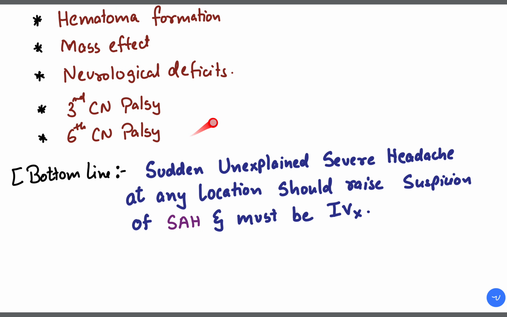Sixth cranial nerve palsy can also occur because the internal carotid artery goes through the cavernous sinus. If there is an aneurysm in the internal carotid artery and it compresses the cavernous sinus, the sixth cranial nerve passes through the cavernous sinus. Therefore, sixth cranial nerve palsy features can also be present. So these are the broad clinical features associated with subarachnoid hemorrhage. The bottom line is that sudden, unexplained, severe headache at any location should raise suspicion of subarachnoid hemorrhage and must be investigated.